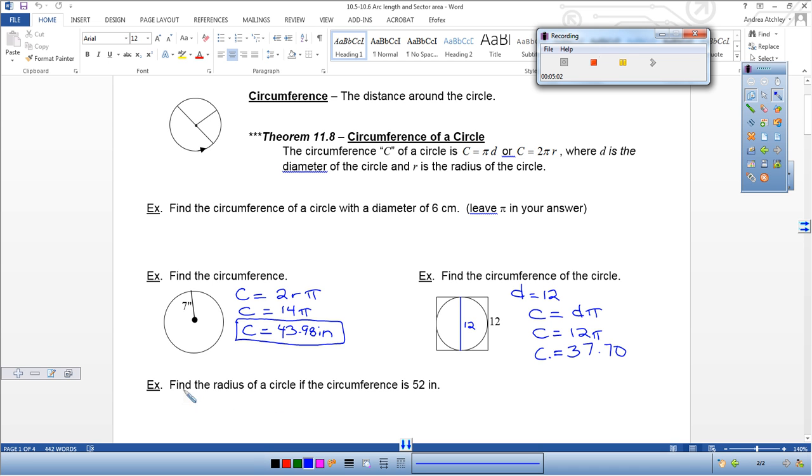Okay, the next one is going to be find the radius of a circle if the circumference is 52. So we're going to work backwards. So this time my C equals 52, and the R is a little simpler. So we're going to use our formula circumference equals 2 pi times the radius. So we're going to have 52 equals 2 pi r.